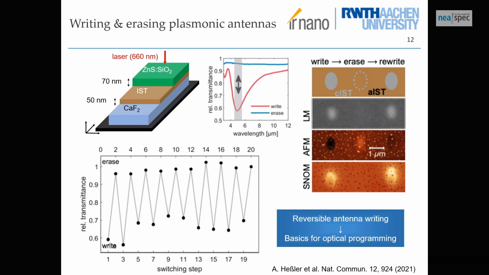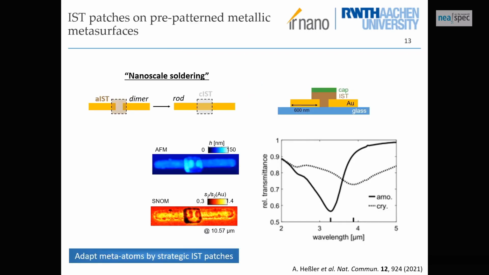This can, for example, also be applied to pre-patterned metallic metasurfaces. You see here two gold antennas which are very close together, and then an IST patch is placed right between them. Upon crystallization of this IST, the two antennae become one. In the AFM, it's hard to say whether it is crystalline or not. But if you look at the SNOM, you see that where this patch is placed, it has the same contrast as on the gold. So we really have a connection there.